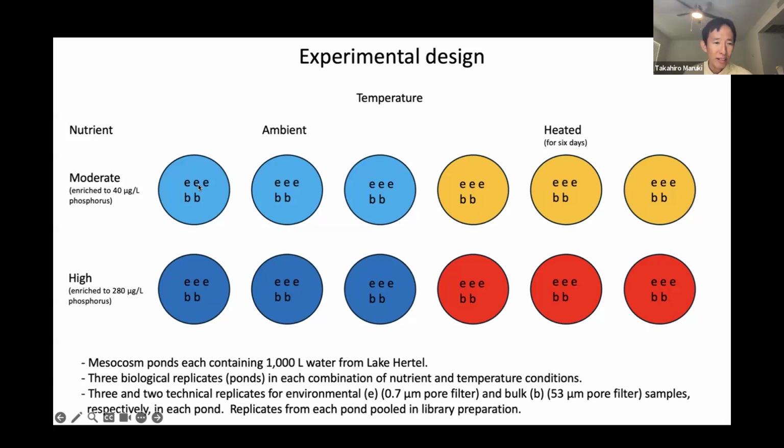There are 3 and 2 technical replicates for environmental and bulk samples, respectively, in each pond. Here, the difference of the sample type reflects the difference of the pore size used in sampling. When preparing libraries, the technical replicates are put together. So in each pond, we have 1 environmental library and 1 bulk library.